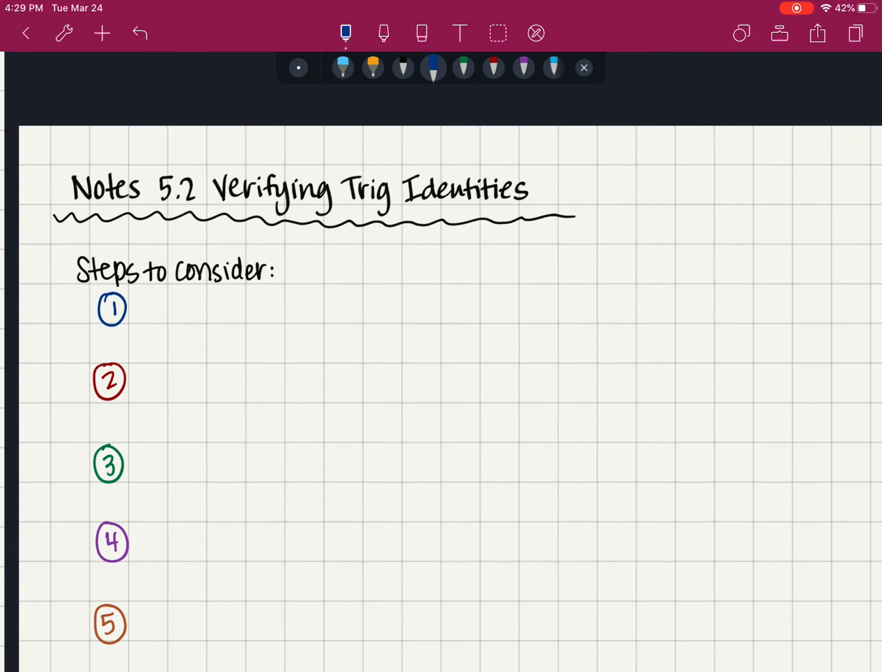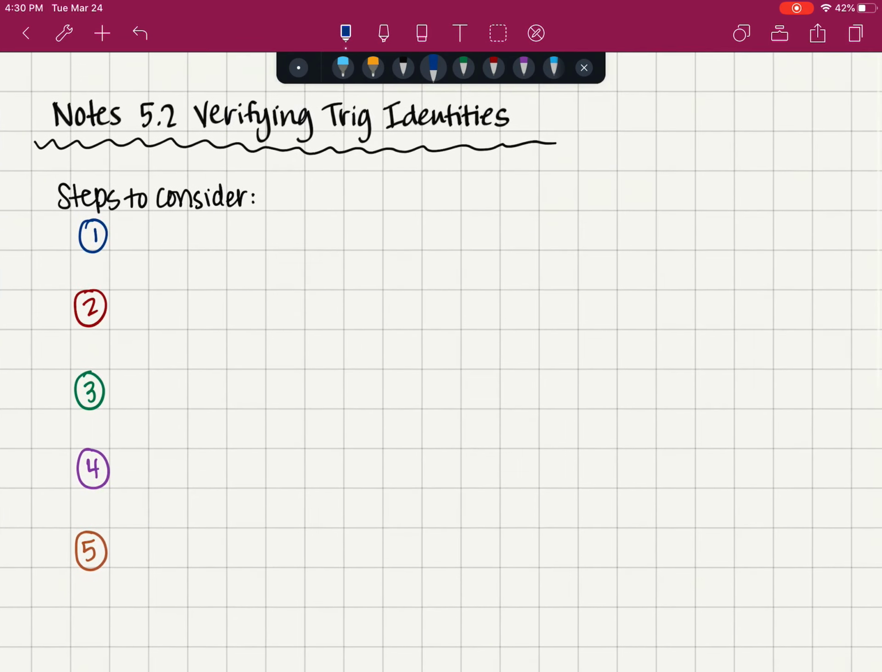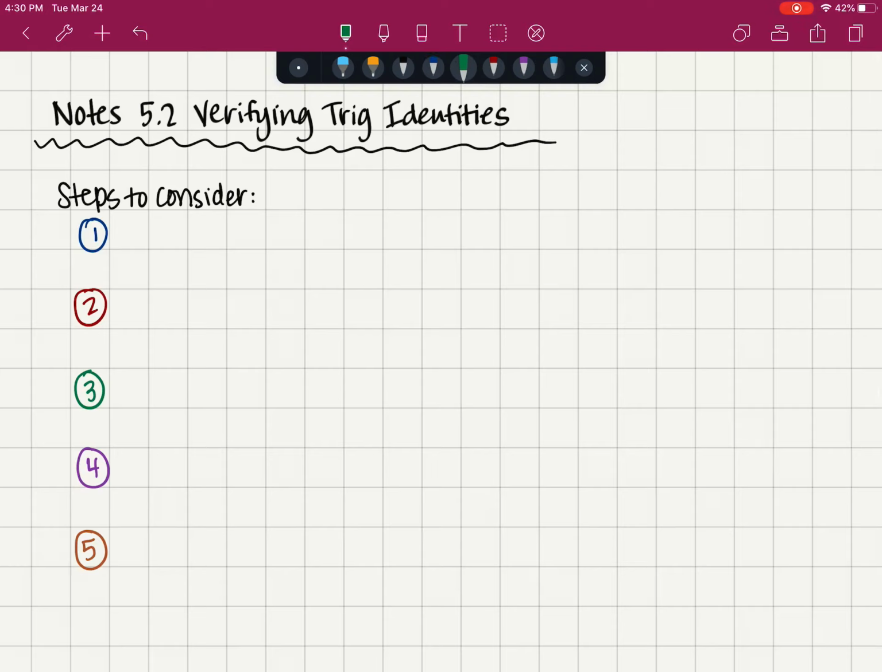Okay, when we verify trig identities, first of all, when you think of an identity, you need to be thinking that there's an equation. There's a difference between an expression and an equation. In an equation, we have an equal sign. When we verify trig identities, it's really important to work with one side of the equation. So we're proving that the two sides are equal.